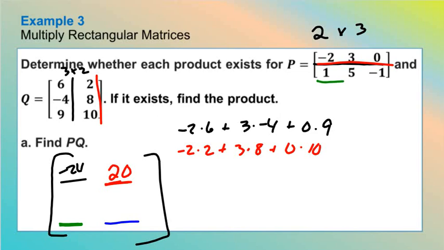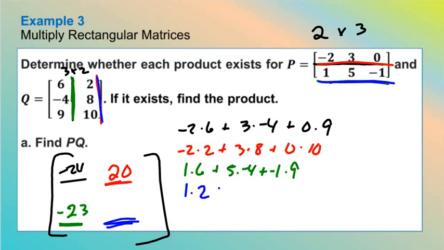This one is row 2, column 1. So we have 1 times 6 plus 5 times negative 4 plus negative 1 times 9. So we got 6 minus 20 minus 9 gives us a negative 23. Then our last one, this one is row 2, column 2. So 1 times 2 plus 5 times 8 plus negative 1 times 10. That makes it 2 plus 40 minus 10 gives us 32.